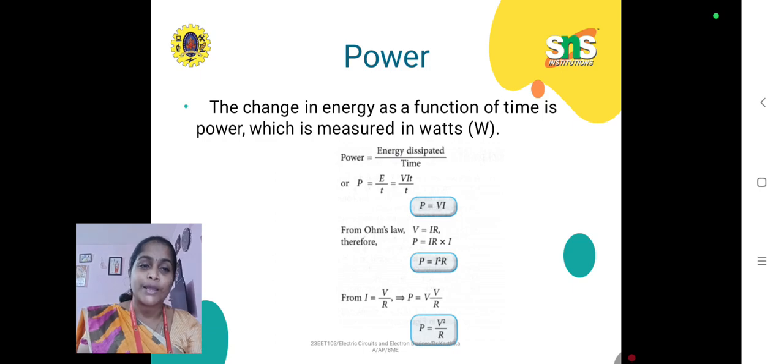From Ohm's law, V equals IR. So P equals IR into I, so P equals I square R in terms of current. In terms of voltage, I equals V by R, so P equals V times V by R. The value of P finally is P equals V square by R. Actually, the formula is P equals VI. In terms of current, we can rewrite P as I square R, and in terms of voltage, it is represented as P equals V square by R.